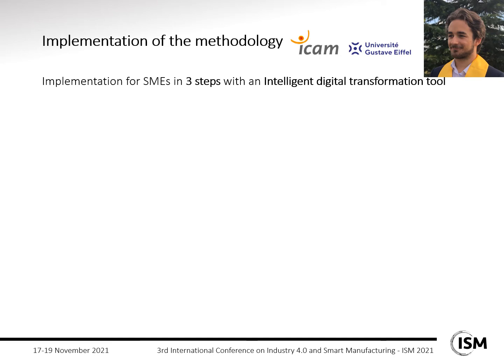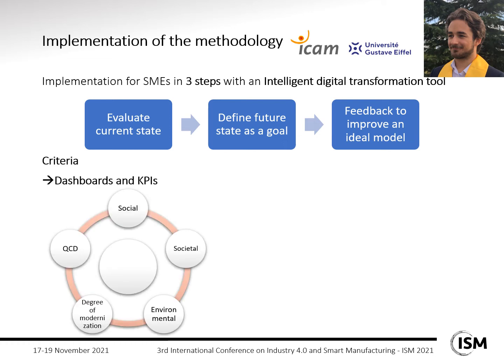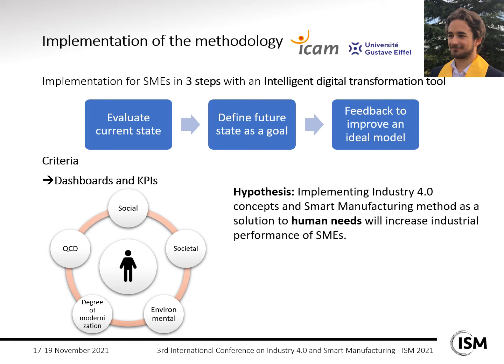This way, we designed an intelligent digital transformation tool to support SMEs in their sustainable development strategy by evaluating their current state, defining their desired future state, and finally by getting feedback from the implementation of use cases to improve an ideal model of sustainability. In particular, when it comes to the state evaluations, key performance indicators are derived from quality, cost, delay, social, societal, environmental, and degree of modernization criteria, and overall the assumption that the framework is willing to test is the idea that implementing Industry 4.0 concepts and smart manufacturing methods as a solution to human needs will increase industrial performance for SMEs in a sustainable manner.